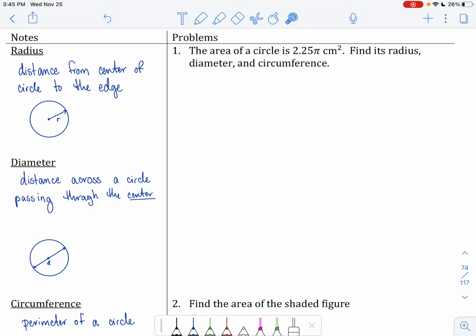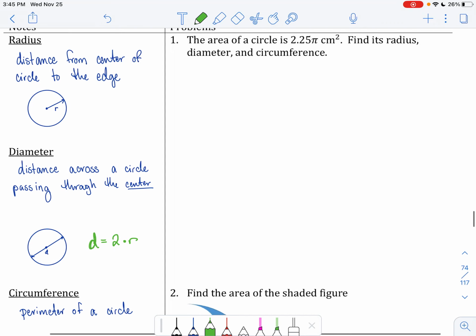Radius is the distance from the center of the circle to its edge, as drawn here. The diameter is the distance across the circle passing through the center like this. One important helpful thing to remember is that the diameter is equal to 2 times the radius.